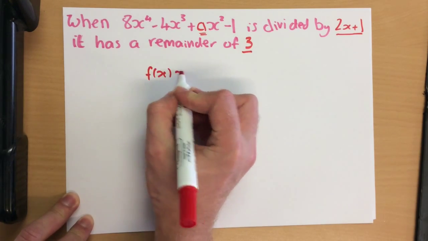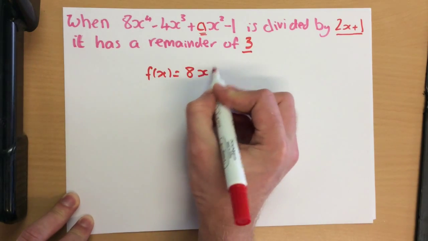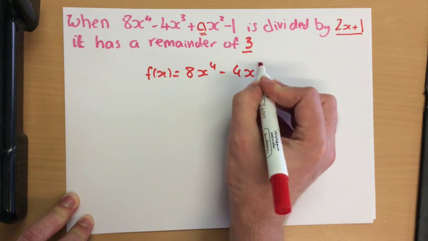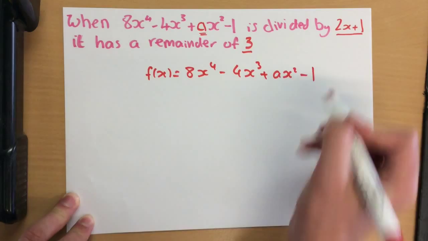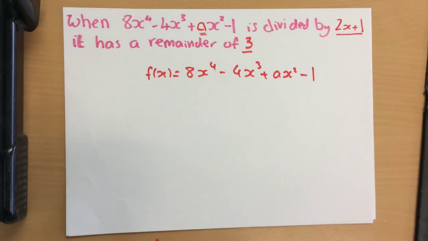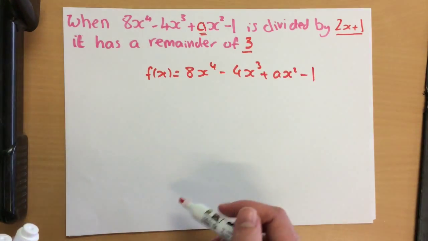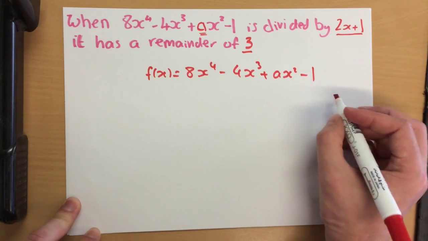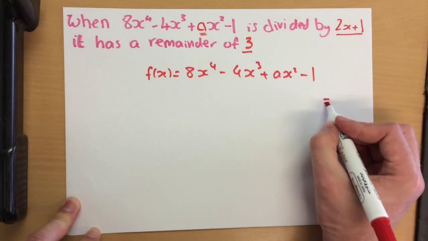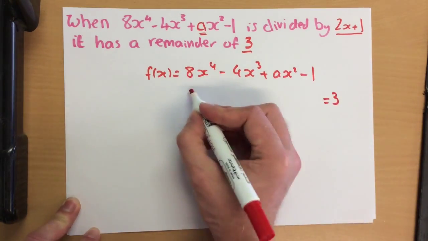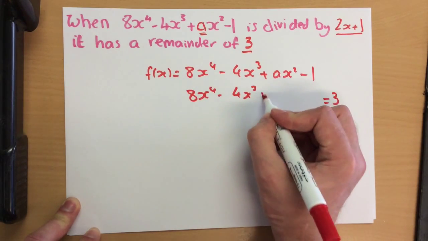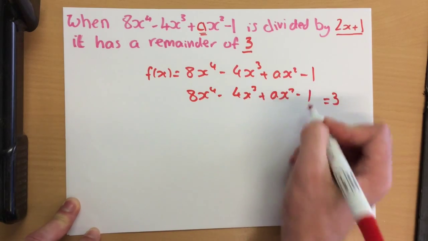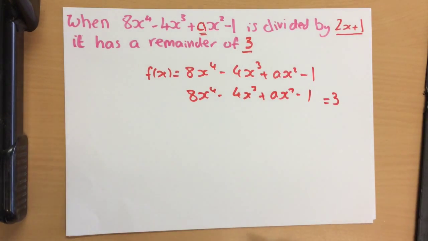Right, we know our function of x is this here, 8x to the 4 minus 4x cubed plus ax squared subtract 1. We also know it needs a remainder of 3. So when we substitute something in, we get an answer of 3. So 8x to the 4 minus 4x cubed plus ax squared minus 1 gives us 3.